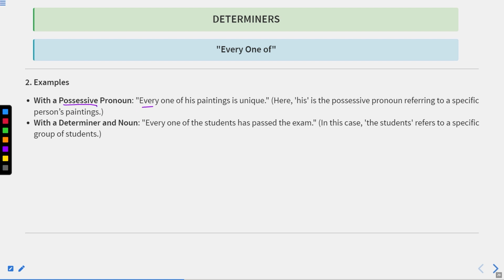Examples with the possessive pronoun: every one of his paintings is unique. So here you can say of his paintings. Here his is the possessive pronoun referring to a specific person's painting. With a determiner and noun: every one of the students has passed the exam. In this case, the students refers to a specific group of students.